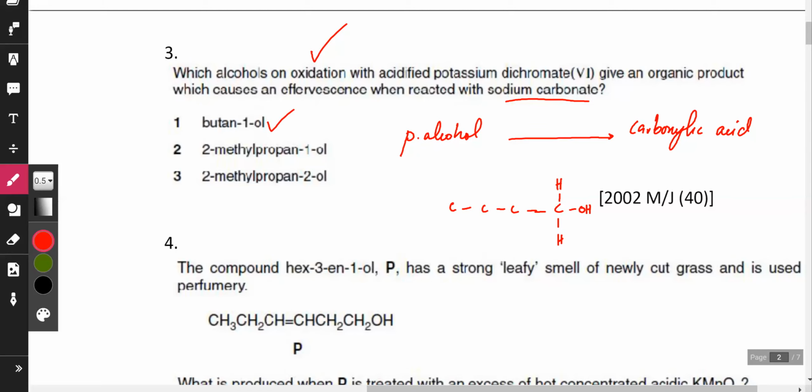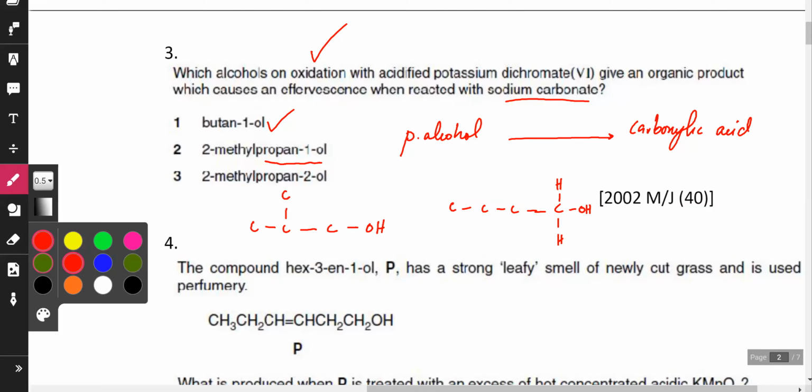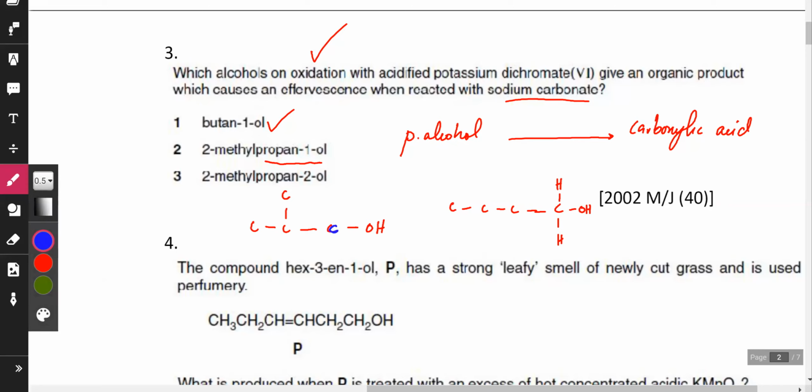What about number two? It's a secondary. You would have to draw it just to be on the safe side. So it's propan-1-ol, right? So that's three carbon atoms. 1-ol means that OH is on the first one, and it's 2-methyl, which means that the second carbon atom has a methyl group, right? But remember that this is your alpha carbon, so it's attached to two hydrogens, and there's a carbon chain on one side. So that's your primary alcohol.